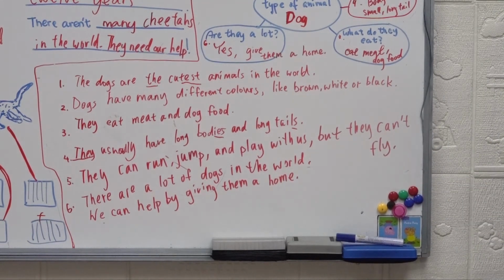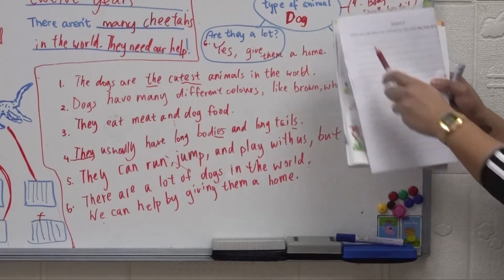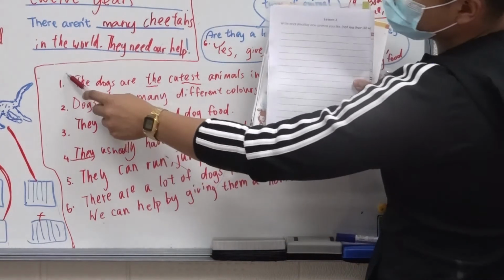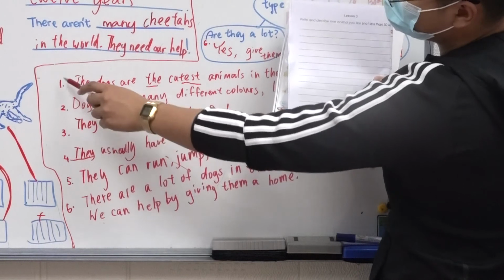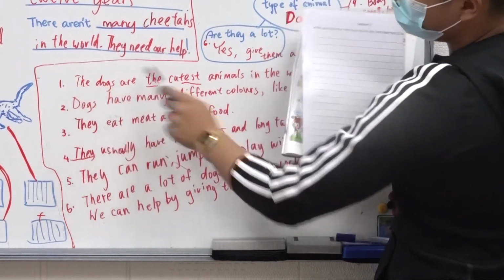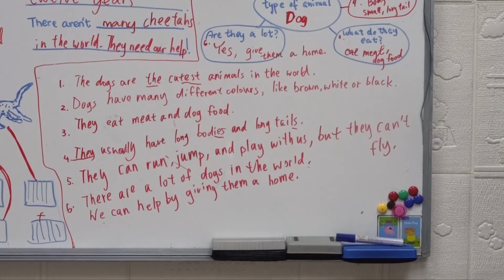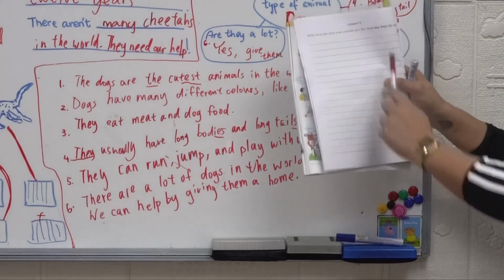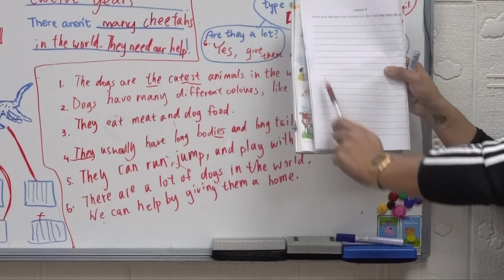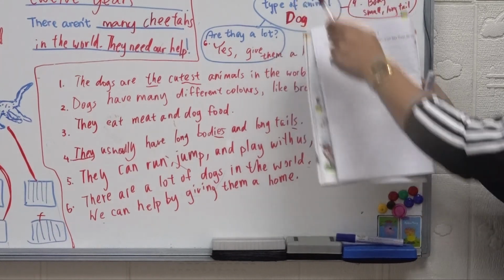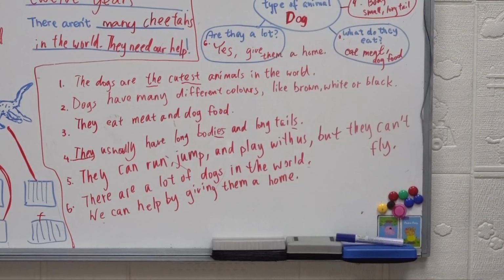So at least 6 lines, okay? At least 6 lines, right? But when you're doing your work, don't put down the lines, okay? Don't put down the numbers, okay? Just keep writing continuously. No need to put the numbers, all right? So this is how you use a mind map, okay? To write down what kind of animal is your favorite or what kind of animal you want to write and describe. Describe means to talk about, right?